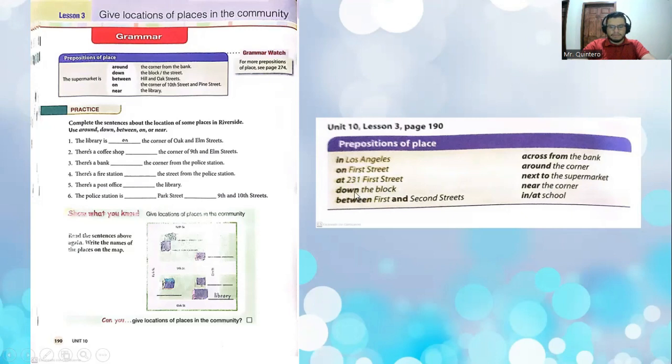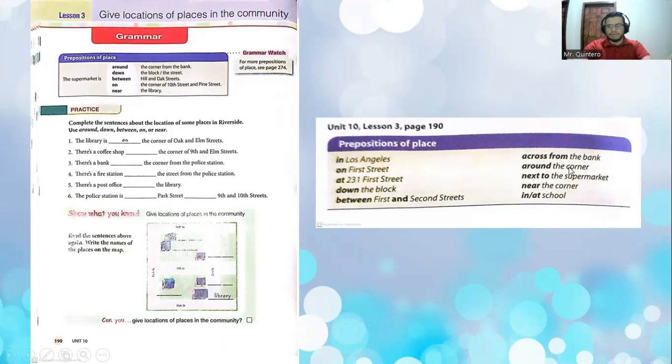Bajo, abajo del bloque, ¿verdad? Down the block. Between First and Second Streets. Between First and Second Streets. En medio de la primera y segunda calle. Y cuando estamos hablando de streets, ya saben que es plural. Across from, cuando estamos cruzando de un lugar a otro. ¿Qué es lo que está cruzando el Instituto Carlos Villalbir? Across from the bank, across from Carlos Villalbir Castro, we have Inversión Arita, we have Pinturas Americanas.